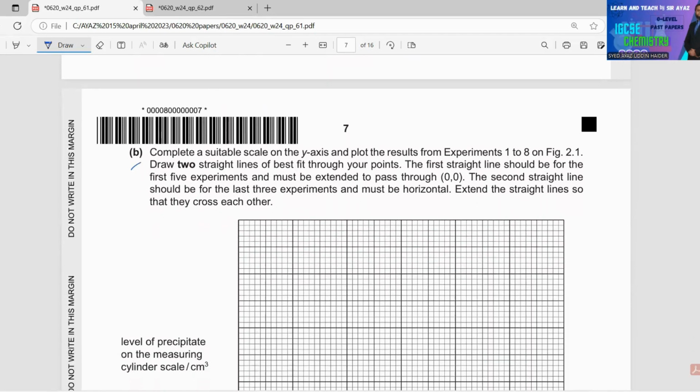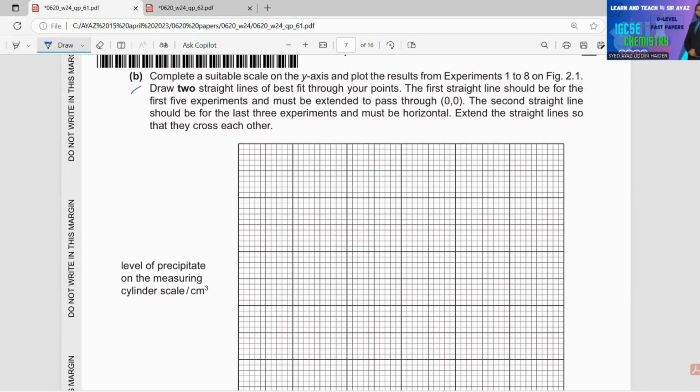Part B. Complete a suitable scale on the y-axis and plot the results from experiments 1 to 8 on figure 2.1. Draw 2 straight lines of best fit through your points. The first straight line should be for the first 5 experiments and must be extended to pass through 0, 0. The second straight line should be for the last 3 experiments and must be horizontal. Extend the straight lines so that they cross each other.